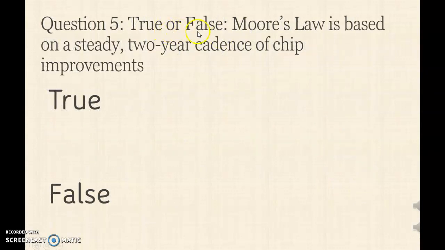Alright, and question number 5 is going to be one more true or false. Moore's Law is based on the steady 2-year cadence of chip improvements. Alright, if you were paying attention earlier, you would know the answer would be true. As I mentioned, 2-year and then chip improvements. That's kind of the fundamentals of Moore's Law.